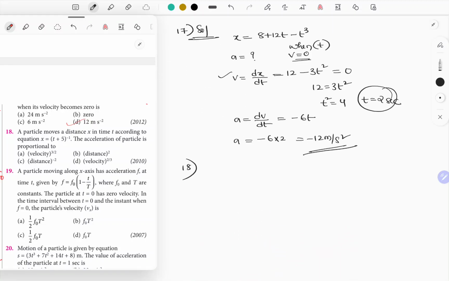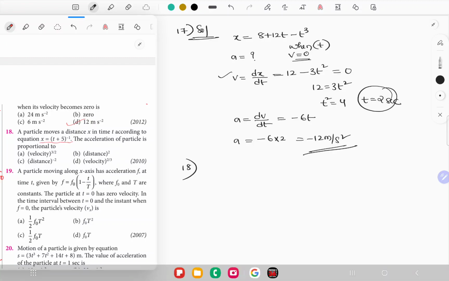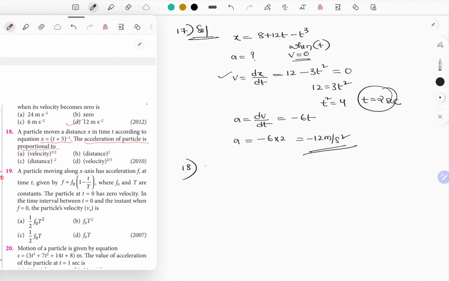it's a somewhat different question. The position versus time equation is given, and the options are in a different pattern. They are asking what the acceleration of the particle is proportional to. Solution: x is equal to (t plus 5) whole power minus 1. Let me differentiate it with respect to time to get velocity. Velocity is equal to dx by dt. As I have already explained, d of t power minus 1 by dt is minus 1 times t power minus 2. This power comes as a multiplier and the power is increased by 1 if it is a negative power. I have already explained, just observe this.